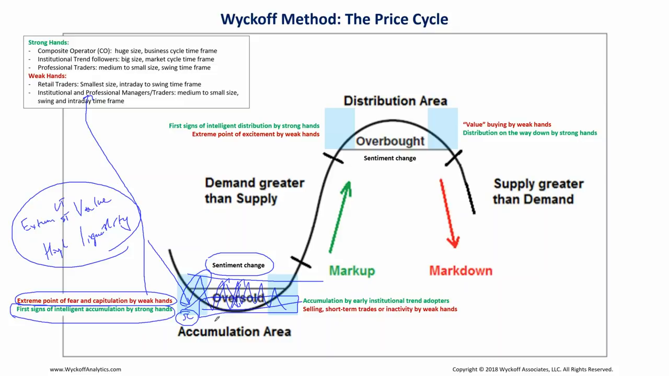Composite man is just going to scoop all of the latest offering, and that's going to absorb the supply to the point where technically the price will start making higher highs and higher lows. This is where the emergence of a trend is going to occur, and this is an extremely important concept. Emergence of the trend is everything.